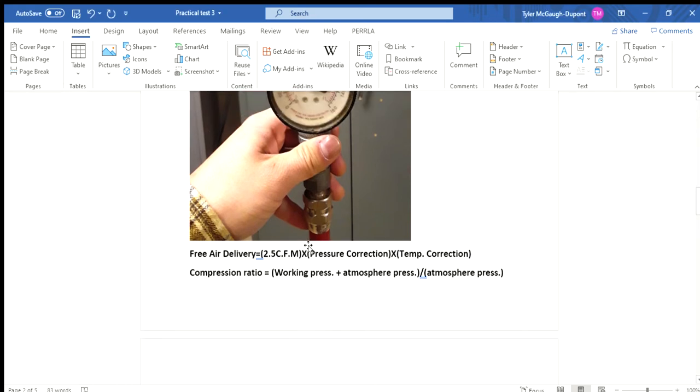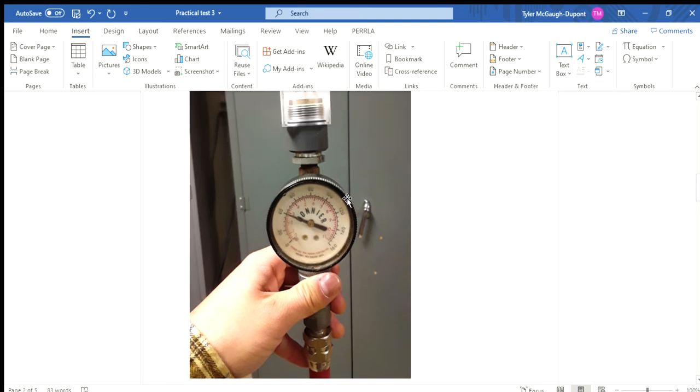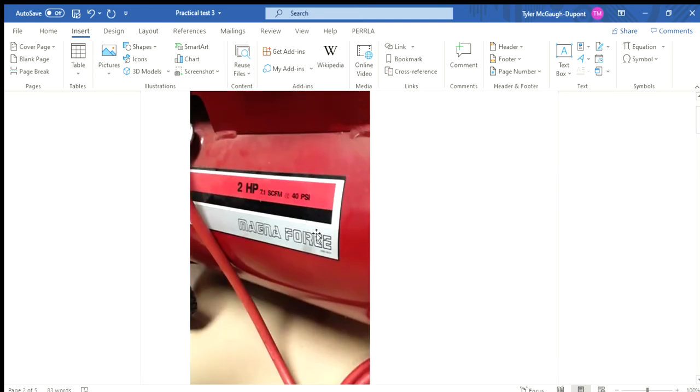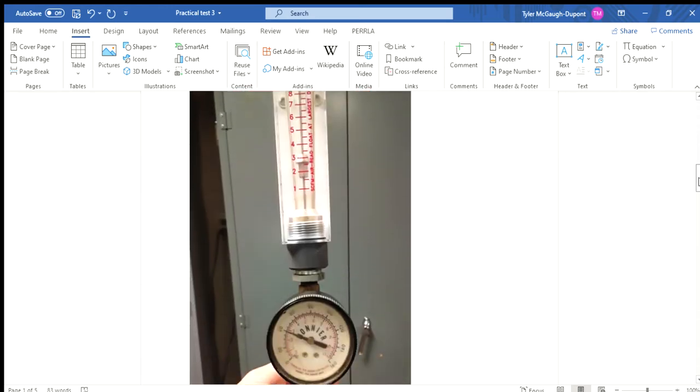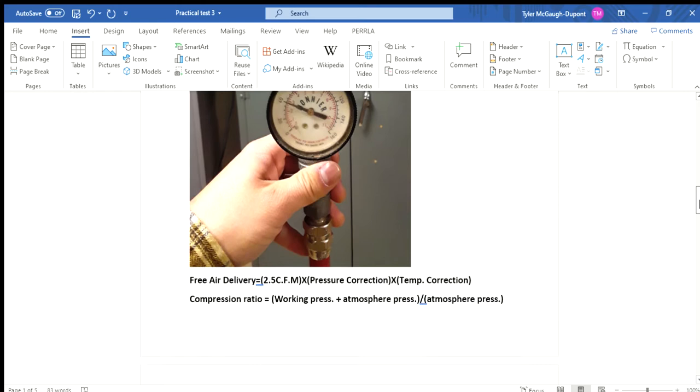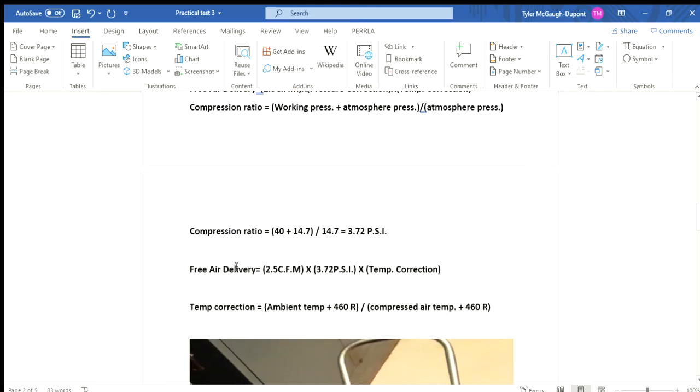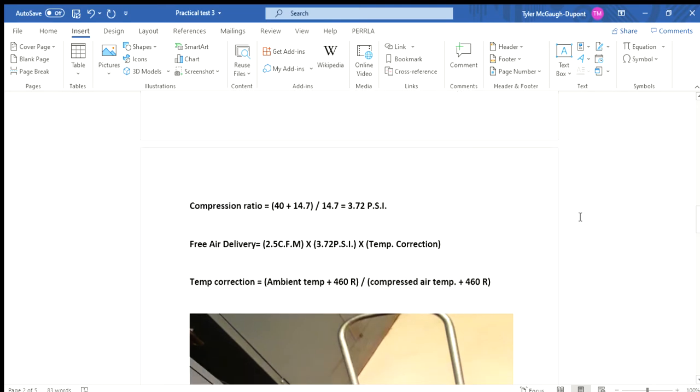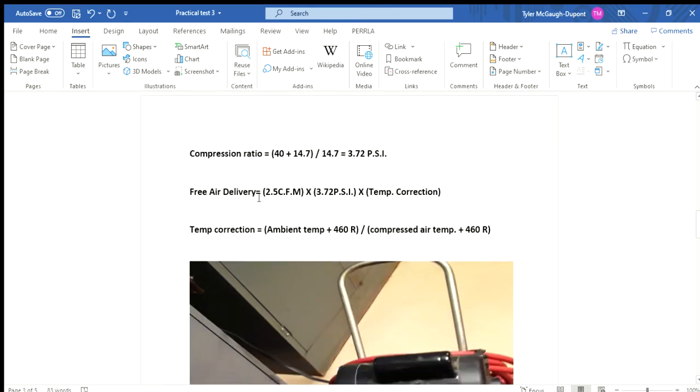Our working pressure we set to 40 because that's what it says on the side of the compressor: 7.1 at 40 psi. So we set the pressure to 40 psi, and that gives us a compression ratio of 40 plus 14.7 divided by 14.7, which equals 3.72. We throw that into our equation here: 2.5 multiplied by 3.72 multiplied by a temperature correction.